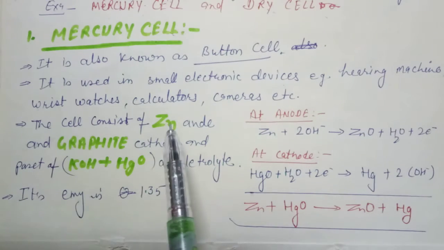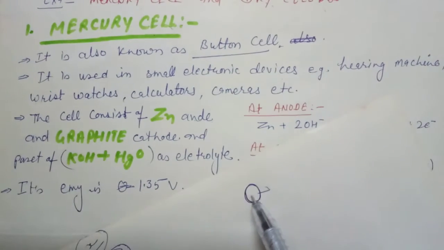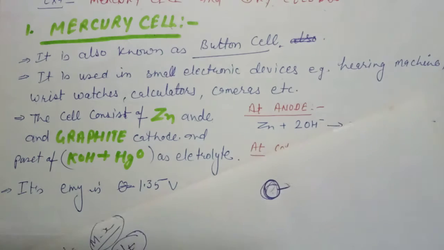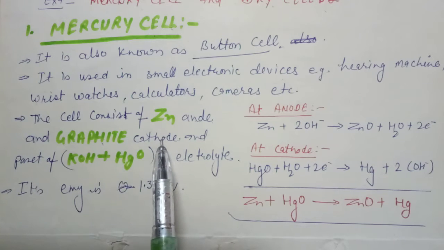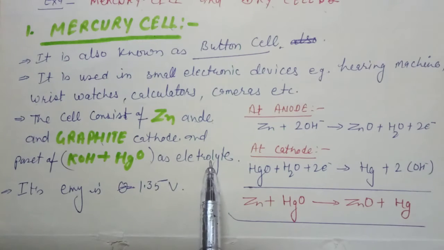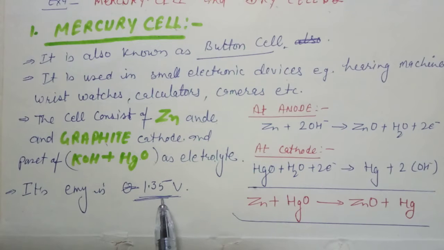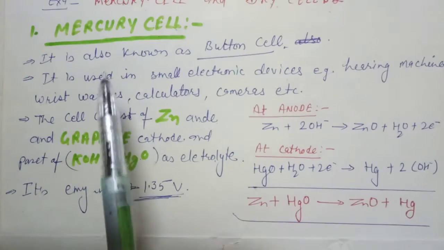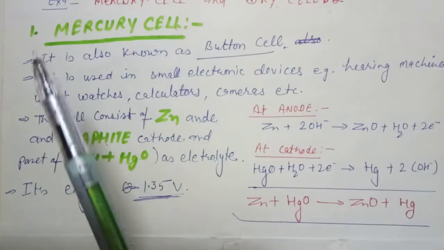This cell consists of Zn as anode. The steel-like container shown in the cell is the zinc container. It acts as the anode, graphite acts as the cathode, and a paste of KOH plus HgO acts as the electrolyte, and its EMF is 1.35 volts. To increase the voltage, we can connect many mercury cells in series.